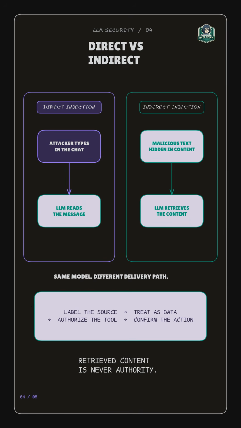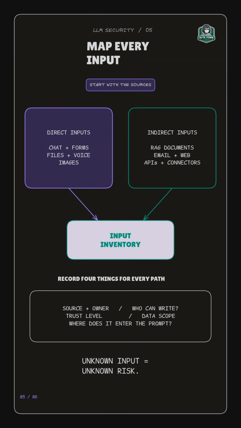But here's the interesting part. The attacker doesn't even have to type directly into the chatbot. The instruction could be hiding inside an email, a web page, a document, or something your external system retrieves. The LLM reads that content, and now that content can influence the model. Different path, same problem. So where do you start?